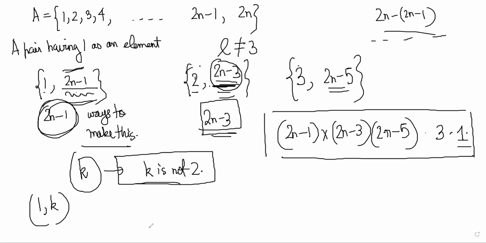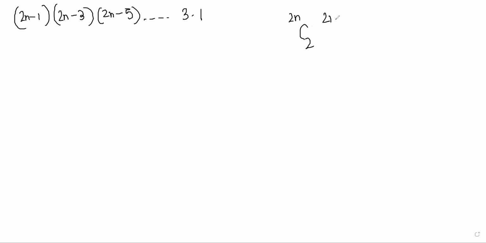Now, let's think of, so our answer is coming like this here, 2n minus 5 till 3, 1. And the earlier thing we were seeing was 2nC2, 2n minus 2 C2, and so on till 2C2, right? Correct.